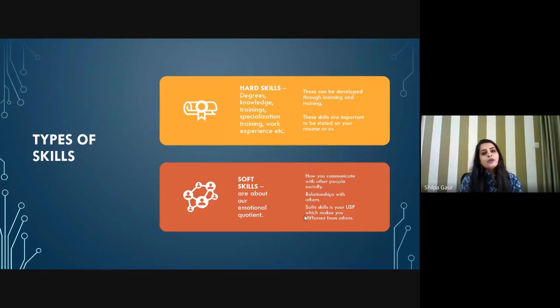So these skills are important to be stated in your resume. You need something to write in your resume, right? So abhi aapko kuch to likhna hoga resume. So these hard skills come under that. But soft skills are about your emotional side. So everything goes around the emotional portion also.